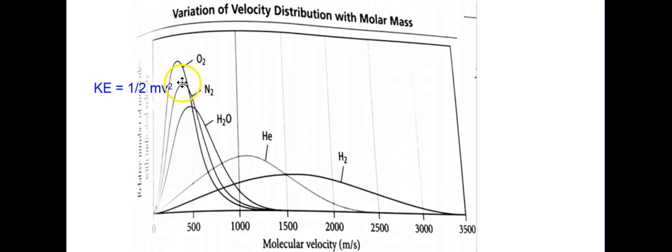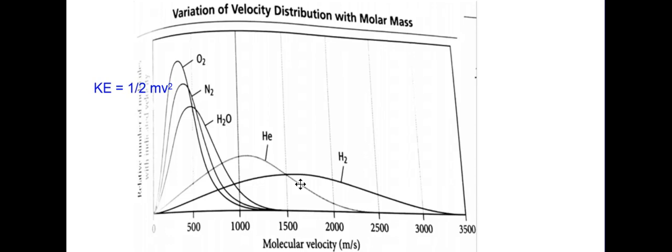Nitrogen is a little bit lighter and it goes a little bit faster. The average, that's the top here. Look over here at hydrogen. This kind of looks like it's the peak, if you will. Notice that the average velocity is the greatest. Why? It's the lightest gas. So this is the variation of velocity distribution with molar mass.